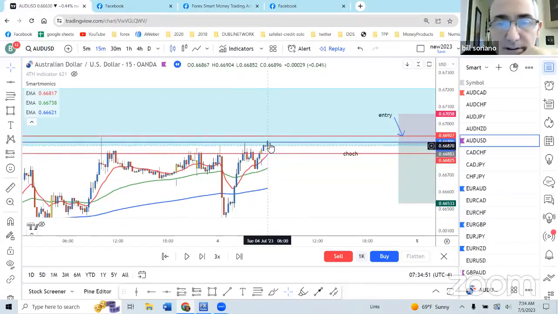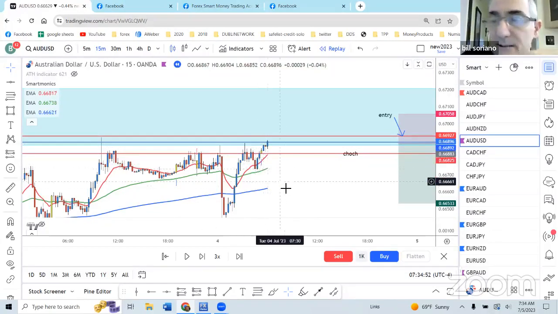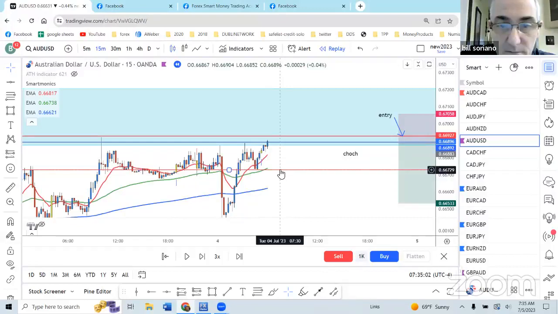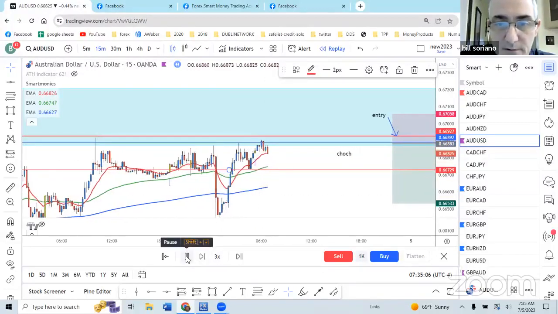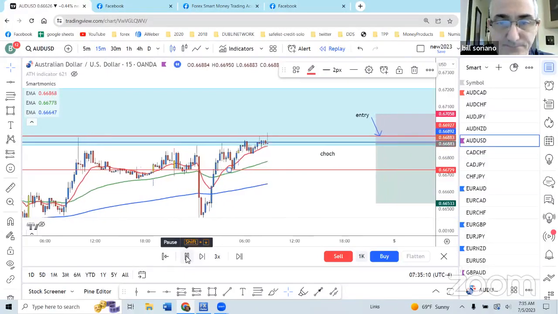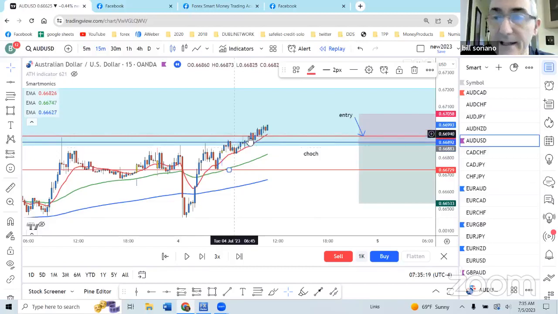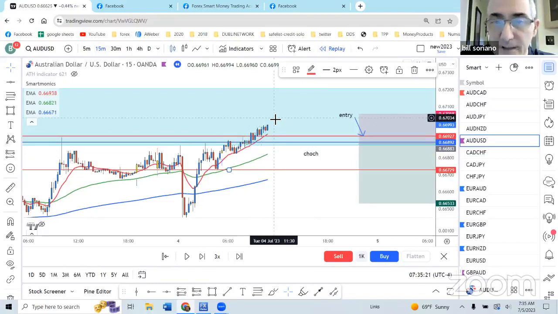Okay, so at this point, we need to identify where we need a break of structure to get that choke, to get that change of character. And so at this point right here, that would be down here, right? So now let's play this forward and see what happens here. Okay, now we can see here that price is now making new highs. So when price makes new highs, we have a break of structure to the upside.